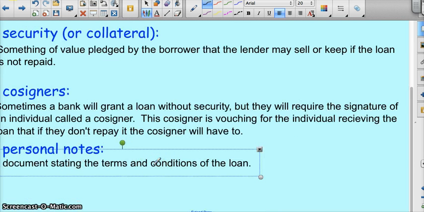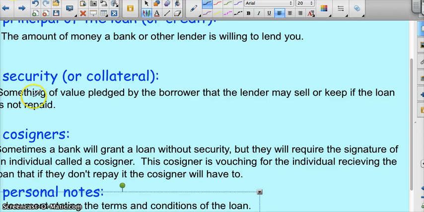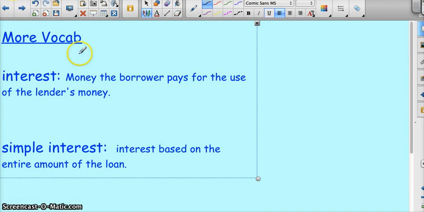Now, another piece of information, personal notes. Whenever you actually receive a loan, there will be a document or a personal note that says the terms and conditions of the loan. How many months do you have to repay the loan? What percentage of interest are you paying on the loan? All the specifics to the loan. But this stuff is real, and it's absolutely 100% very, very important, so make sure you get it all written down. Moving on, a couple more pieces of vocab.